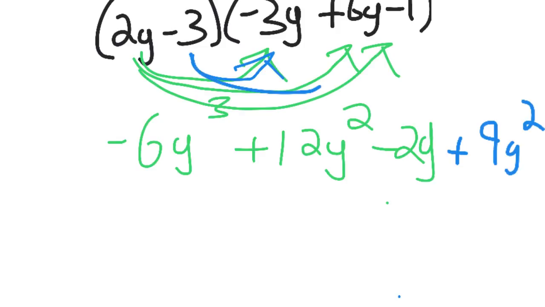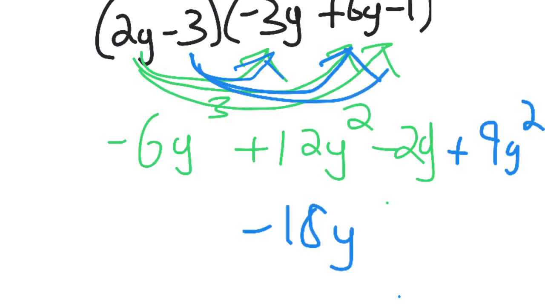Then you got to do negative 3 times 6y. I'm just running out of room. Normally I write this in a big line, but negative 3 times 6y gives us negative 18y. Then you get negative 3 times negative 1, that gives us a positive 1. And now we're done multiplying.